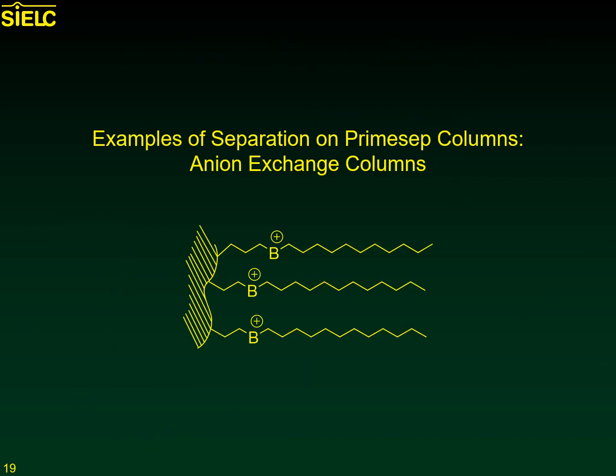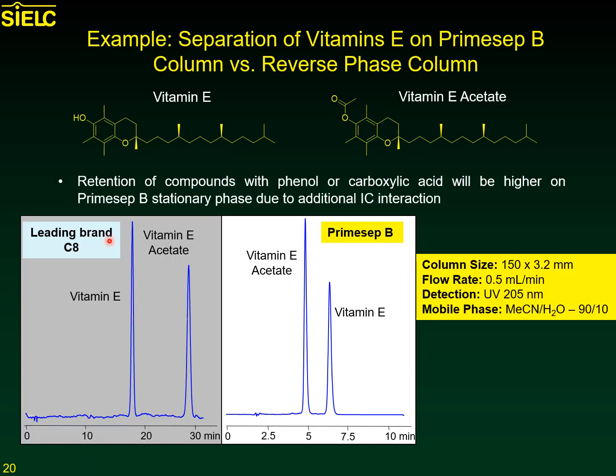And now we're going to begin going over examples of anion exchange columns. In this example, we are separating a mixture of vitamin E and vitamin E acetate. If one were to try to separate these compounds on a C8 reverse phase column, they would find that the vitamin E elutes first from the column, whereas the vitamin E acetate elutes second.